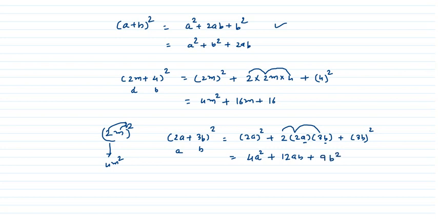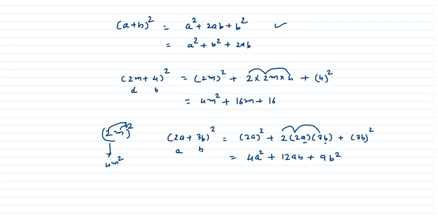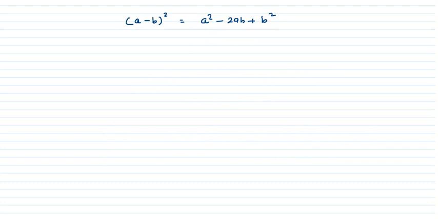So this is your another formula. Now one more important one, which is a minus b whole square. Almost the same output: a square minus 2ab plus b square. If you see the difference, here it is plus 2ab, and here it is minus 2ab. So this is the difference between these two formulas.